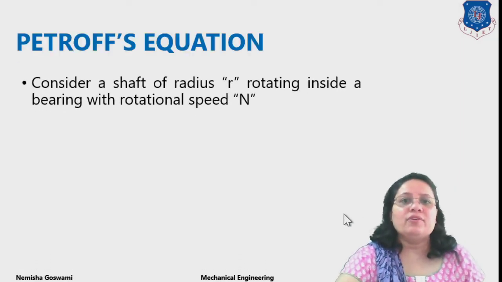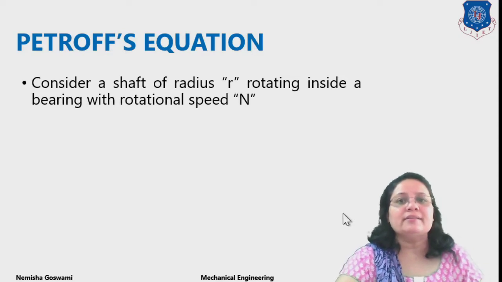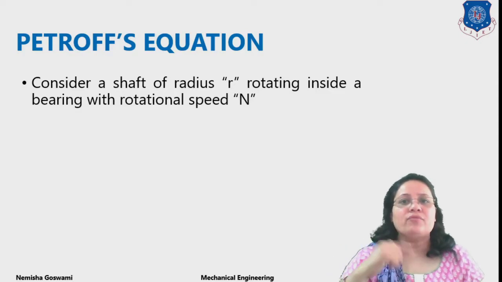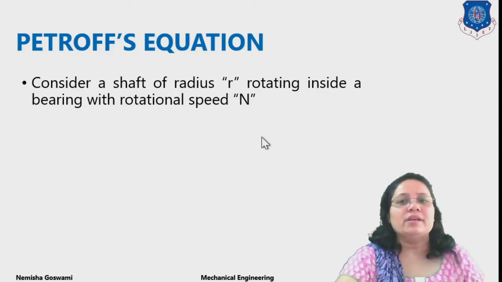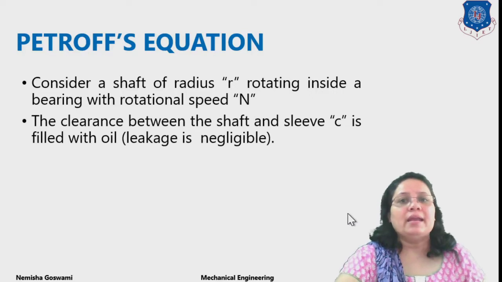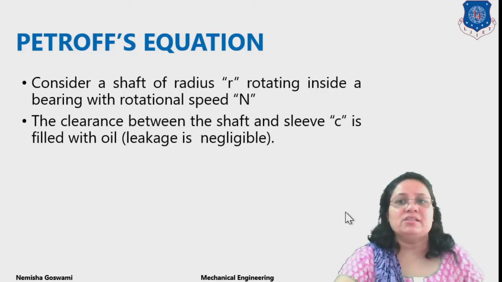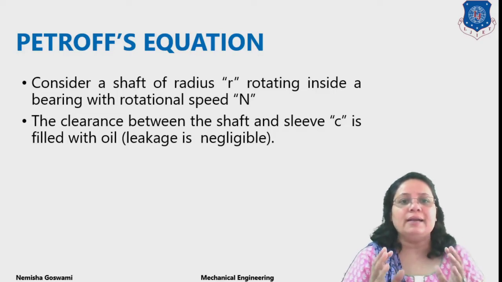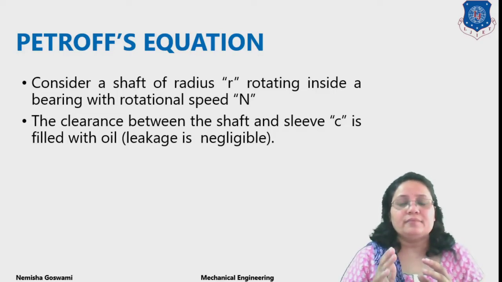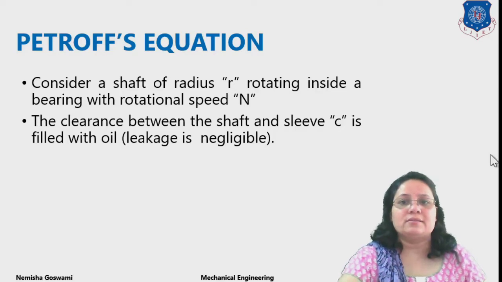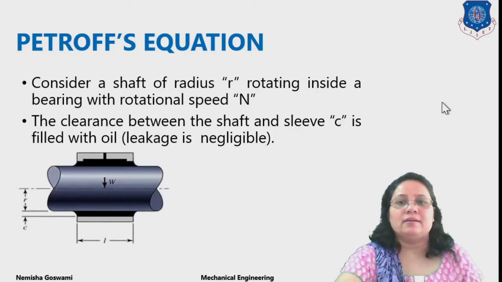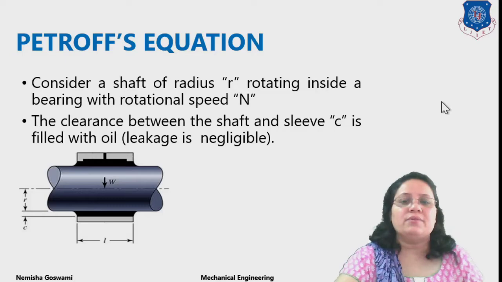Before starting the derivation, we consider a shaft of radius r, rotating inside the bearing with rotational speed n. We provide some clearance between the shaft and the sleeve, denoted by C, which is filled by oil. The next assumption is that there is no leakage, right?